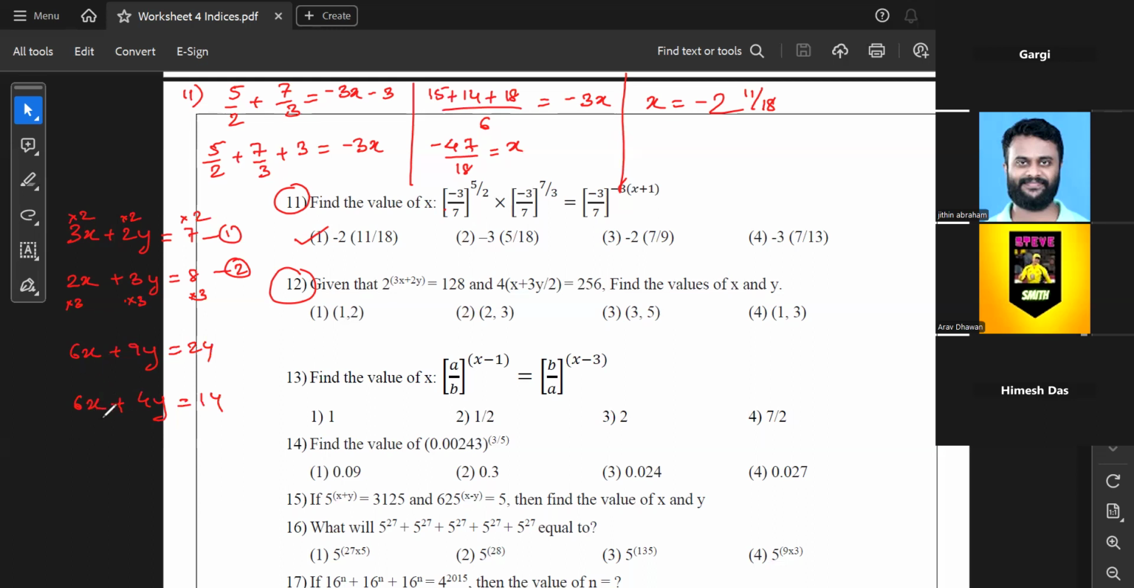Once you have this, there are only two options: either add both the equations or subtract both. When you're subtracting, all the signs change. This positive becomes negative, this positive becomes negative, this positive becomes negative. So 6 minus 6 is 0. 9 minus 4, 5y. 24 minus 14, 10. That's how you solve y. y is equal to 2. Then substitute y is equal to 2 anywhere, any one place, not all, and solve to find x. You will get the value of x. Okay, sir. Thank you.